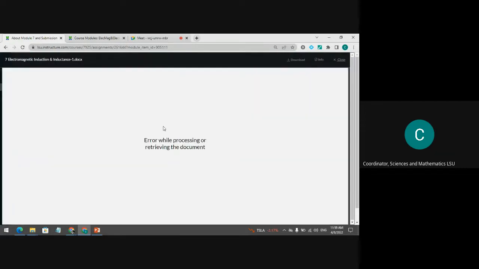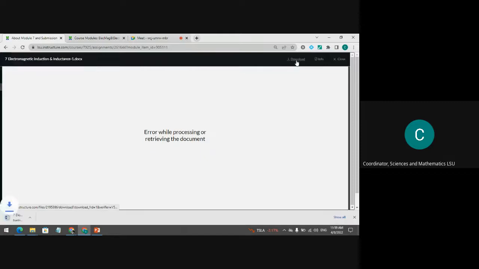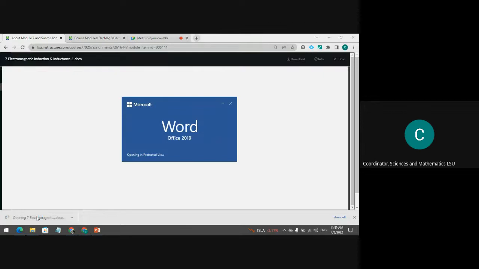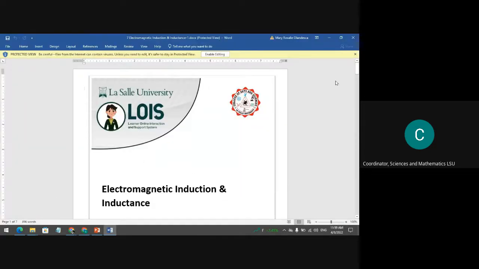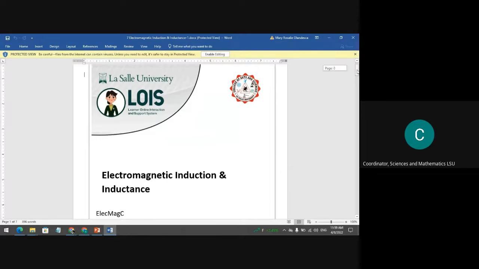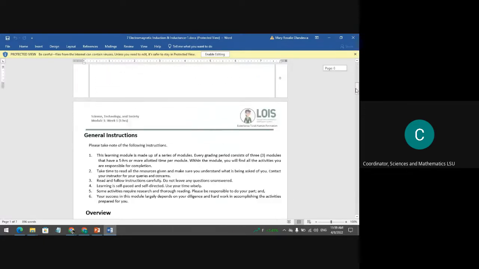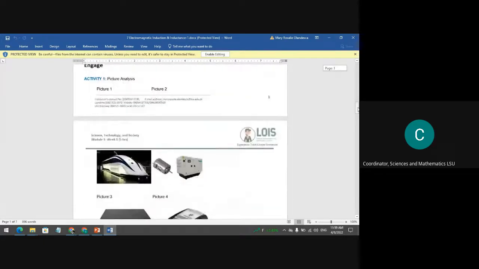Okay, so I think I have to fix this one, but if you are going to click download, it will work. Okay, so I guess just download the Word file, because you cannot see it through Canvas, so you may just download this one. Okay, so here it is for our module 7. You have your tasks here.